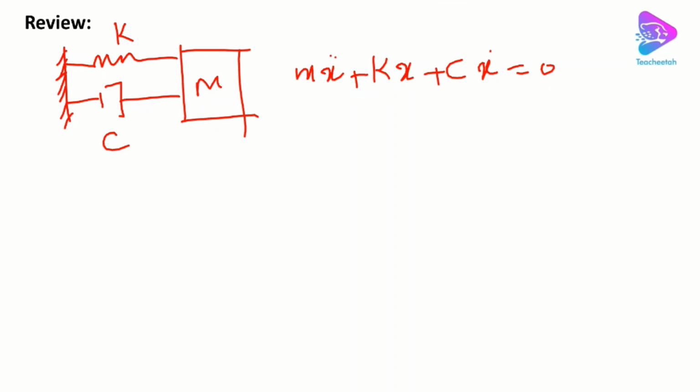So it's a second order differential equation. To solve that we need two initial conditions, x dot at 0 and also x at 0. These are the two initial conditions as we had before.